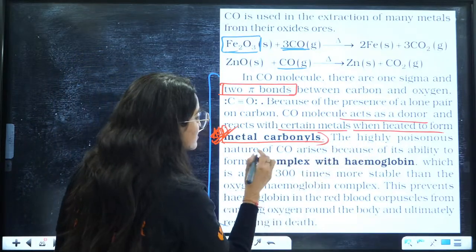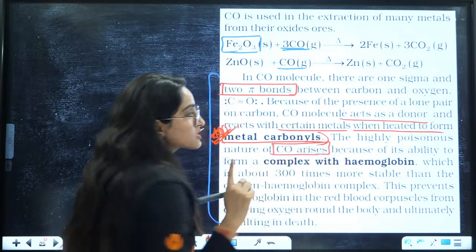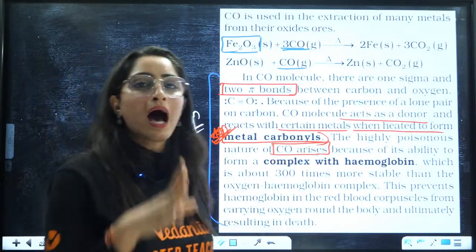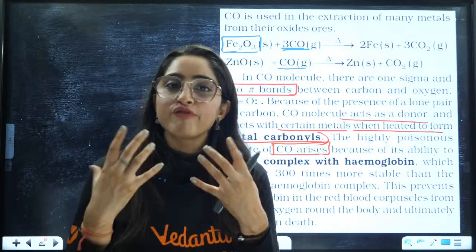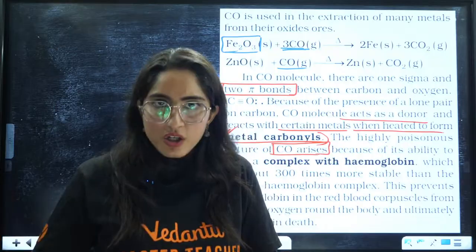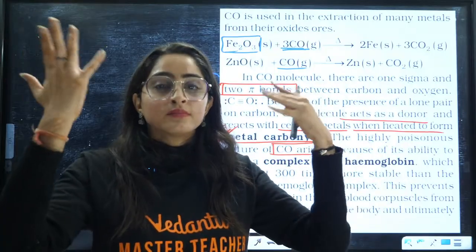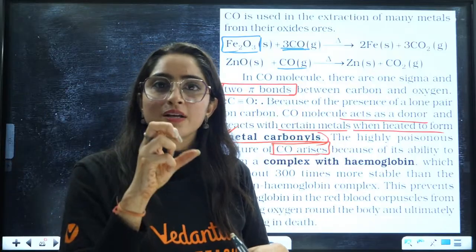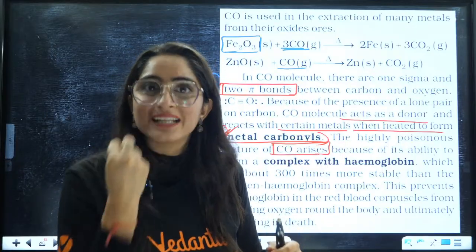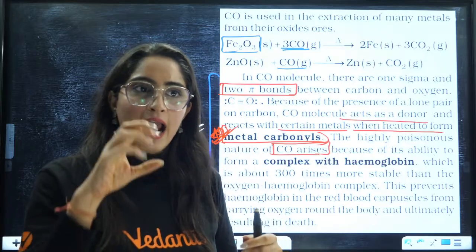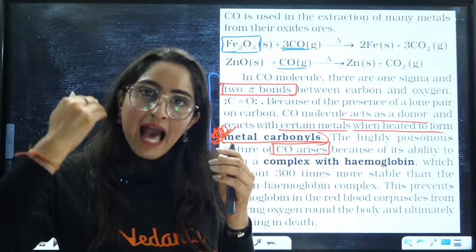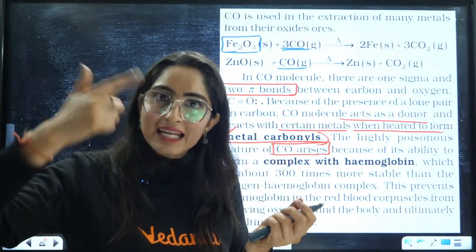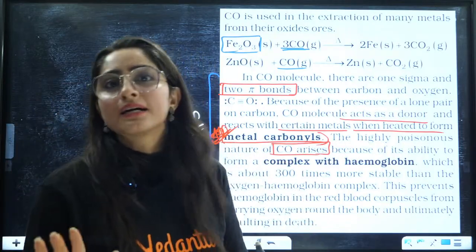The highly poisonous nature of CO arises because of its ability to form a complex with hemoglobin. Our hemoglobin has an affinity with oxygen. It loves oxygen. So when we inhale, what is happening? Inside my body, hemoglobin will carry that oxygen, bond it, and carry it throughout our body.